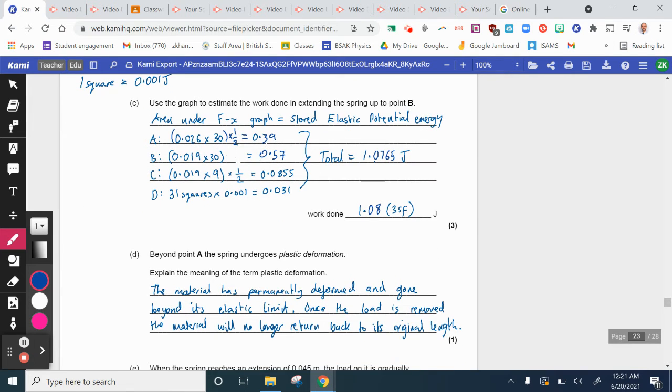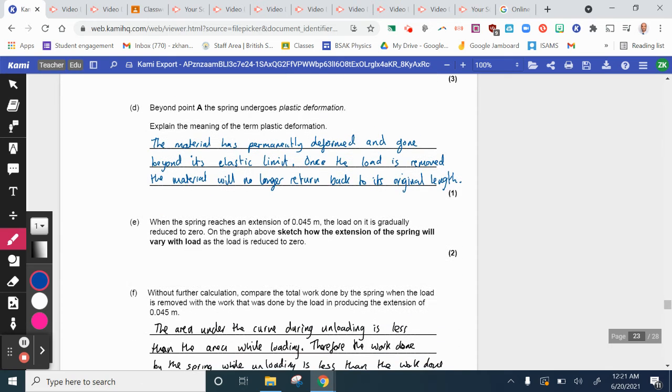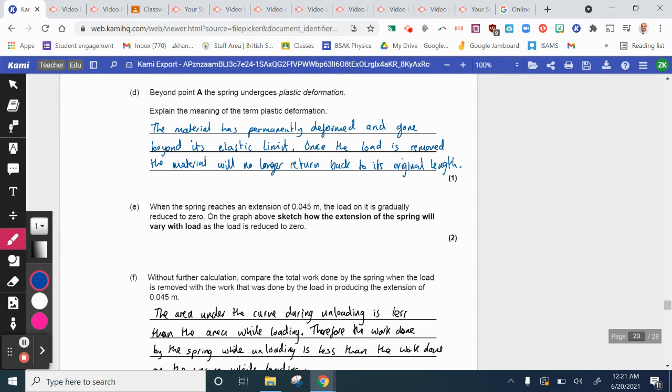It's the area under the force extension graph. Okay, so part D, beyond point A, the spring undergoes plastic deformation. Explain the meaning of the term plastic deformation.